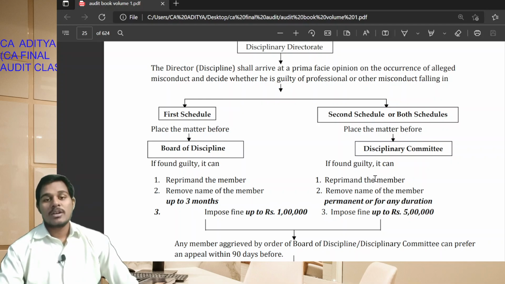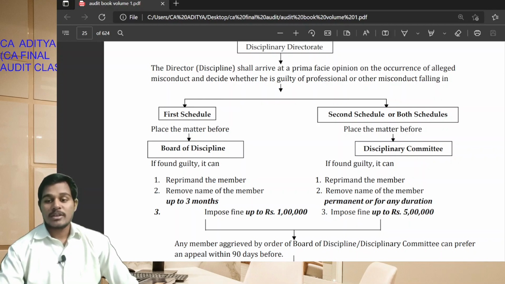Okay students, in the case of the second schedule or both schedules, the Disciplinary Committee will determine whether the member is guilty of professional or other misconduct. Then they reprimand the member, that is, he will be warned, and remove the name of the member permanently or for any duration, and impose a fine of up to 5 lakh rupees.